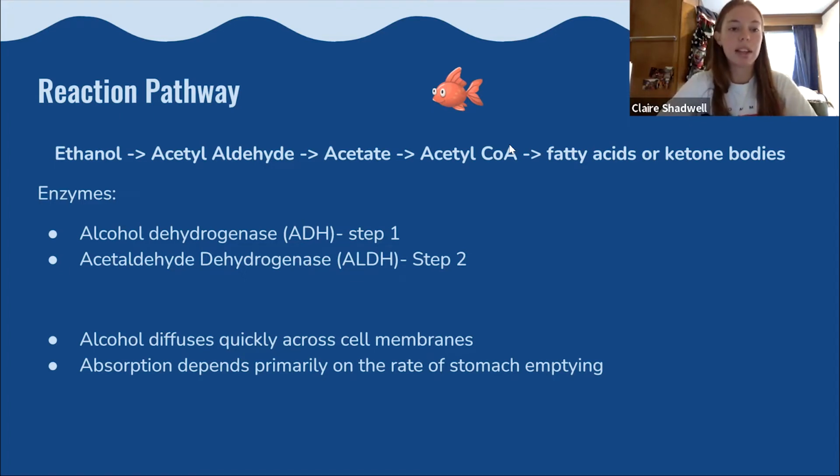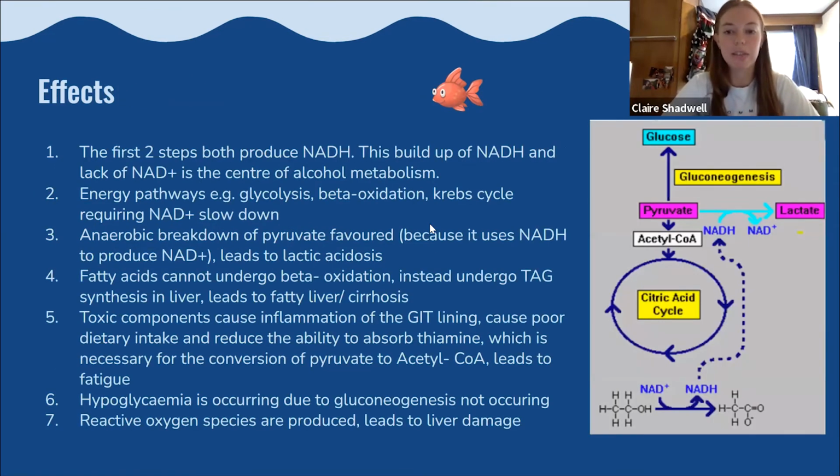So on this next slide, just hold in there with me, because this is a big information dump. And then I've got a summary at the end, and at the end, you just need to know 3 points. The first 2 steps of alcohol metabolism both produce NADH. And this buildup of NADH leads to a lack of NAD+, which is the center of alcohol metabolism. And this is because energy pathways such as glycolysis or beta oxidation requiring NAD+ slow down.